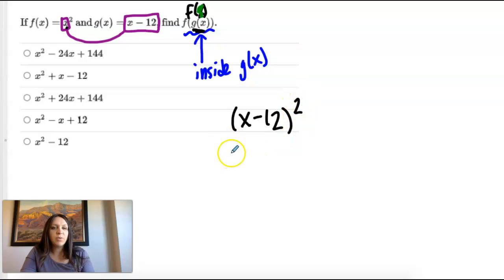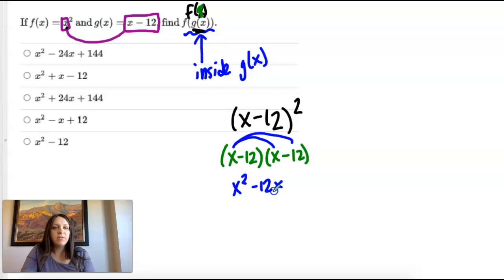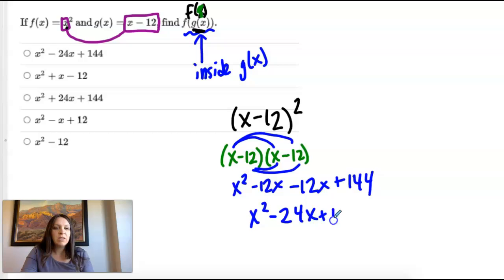So x minus 12 squared means x minus 12 times itself. That's what a square means. We don't distribute it, we times it by itself. So now I'm going to simplify x times x, x times negative 12, x times negative 12, negative 12 times negative 12, and combine like terms. And I have this one, the very first one. It's our simplified version where it's all multiplied out.